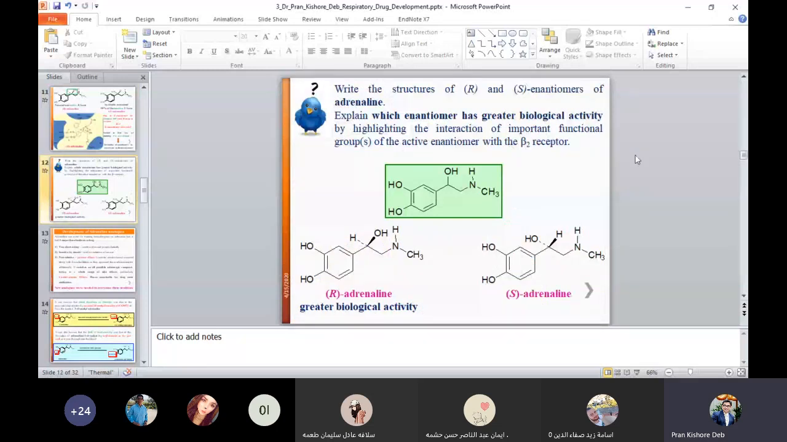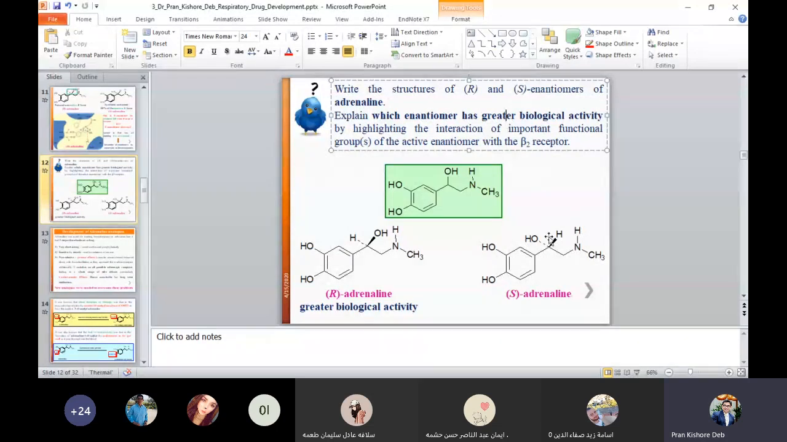Now again, can you solve this question? I have a practice question for you. I already gave the answer. I'm not supposed to give the answer. Anyway, write the structure of R and S enantiomer of adrenaline. This is a practice question, but the same question I can ask with any drug. How do you write the structure?